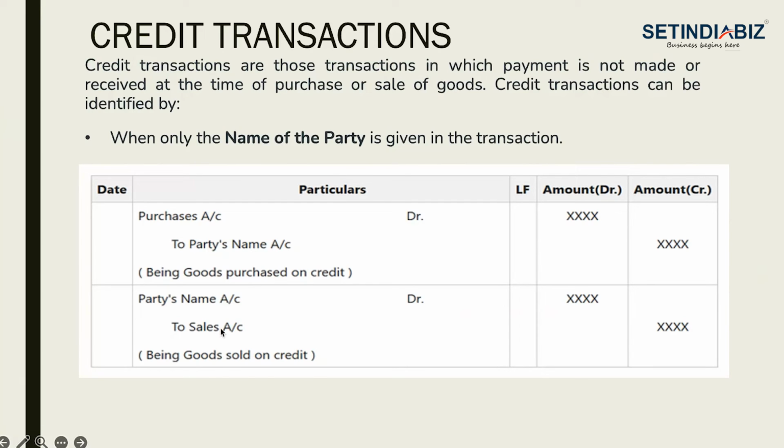Sales account, sales is a direct income. So when income increases, it will be credited.